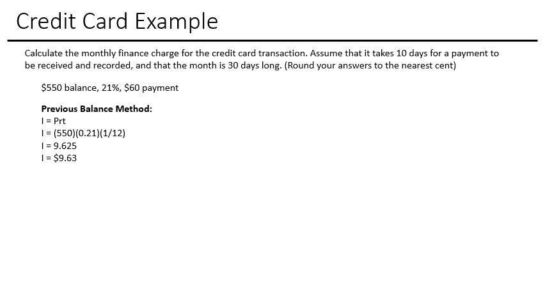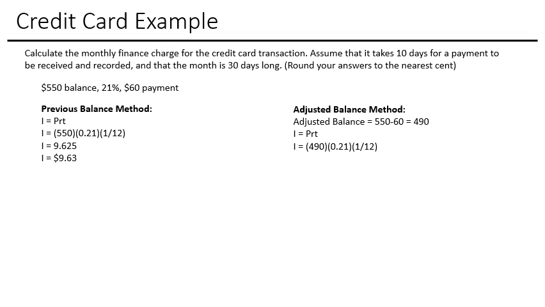Okay, now the second method is called the adjusted balance method. And how this differs is that we'll basically take the balance and we'll go ahead and make your payment, and that will become your principal. So we're going to say the $550 minus your $60 payment, and so now your principal is going to be $490, and everything else pretty much stays the same. So we have 490 times 0.21 times 1/12, and that gives you 8.575, and you get $8.58, which is your monthly finance charge.